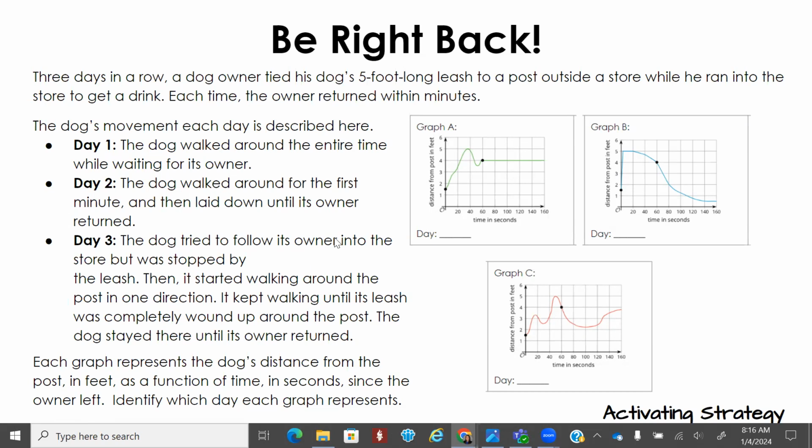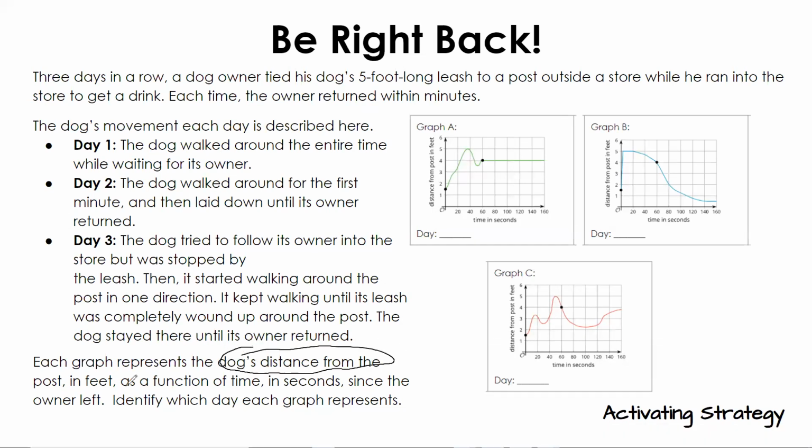owner's return. Each of these graphs represents the dog's distance. So they're telling us information here. It represents the distance from the post in feet as a function of time in seconds since the owner left. Then it asks us to identify which day each graph represents. So we got this dog, he's walking around, and there's different days that he's doing all these different things.